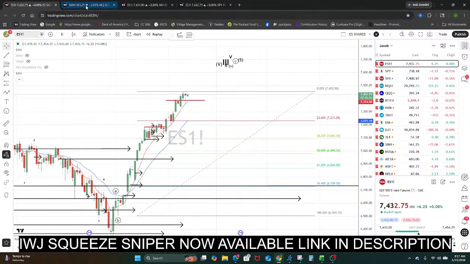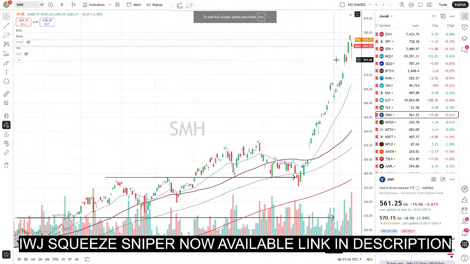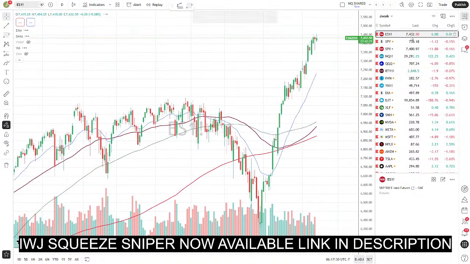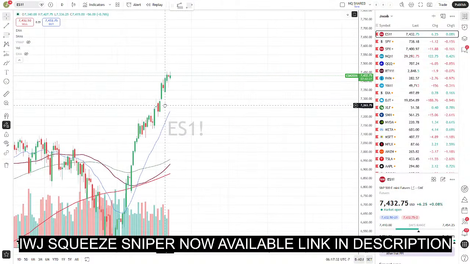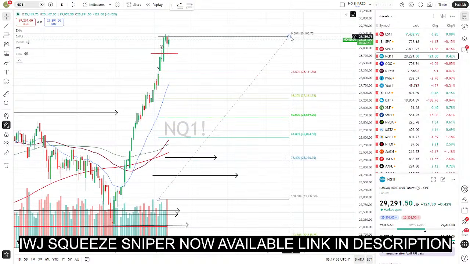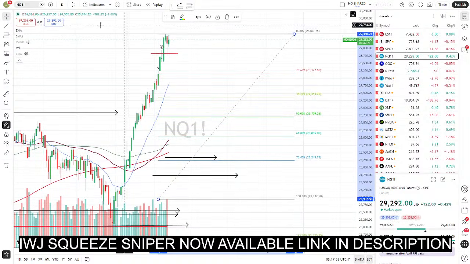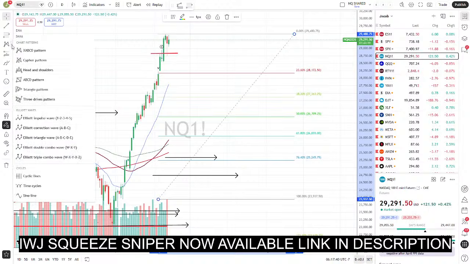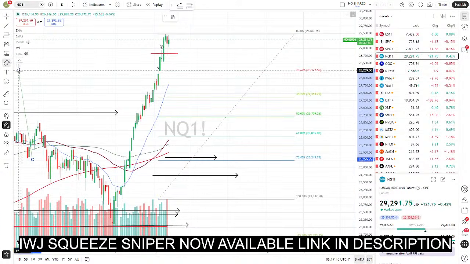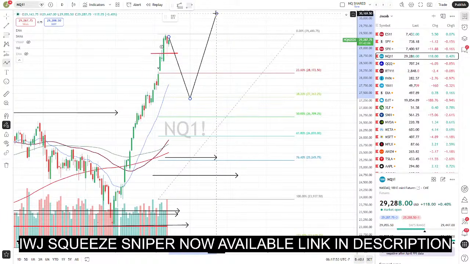On the NASDAQ, which this is actually SMH, on the NASDAQ, same concept. That's still the ES. Same concept. We are looking for a shorter pullback as our primary. Oh my goodness, I can't click on anything. Into this 27,360 zone, the last consolidation. From there, we'd be looking for higher.